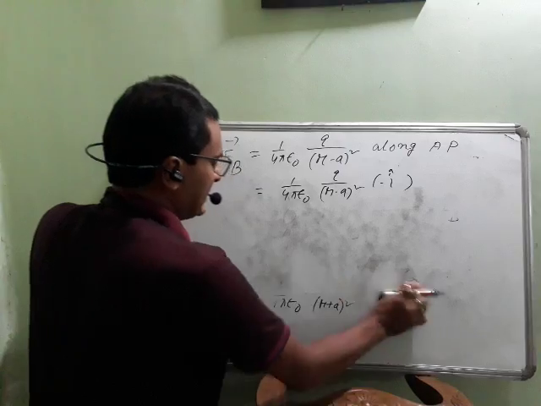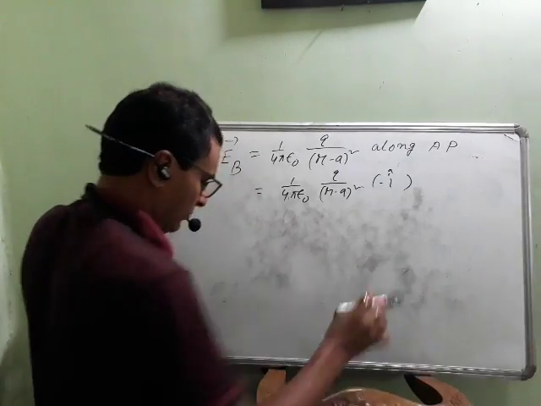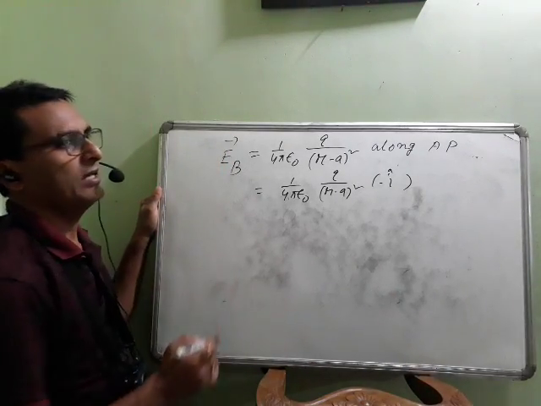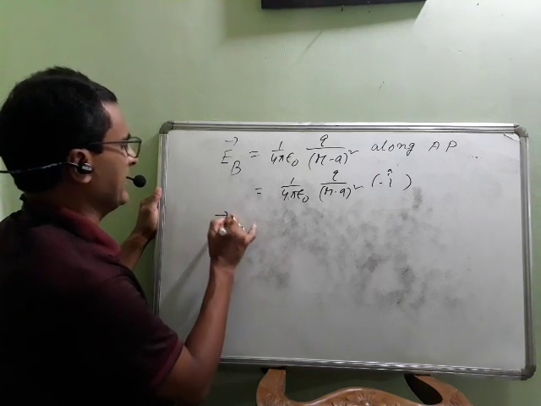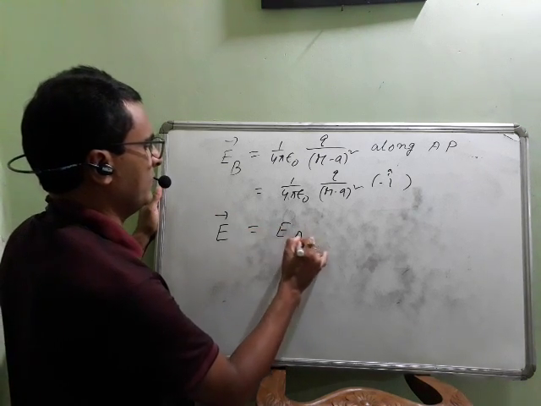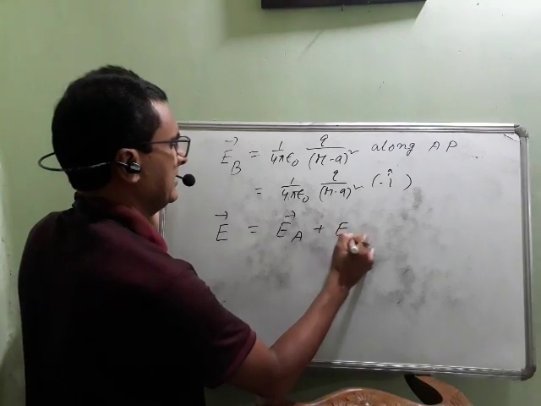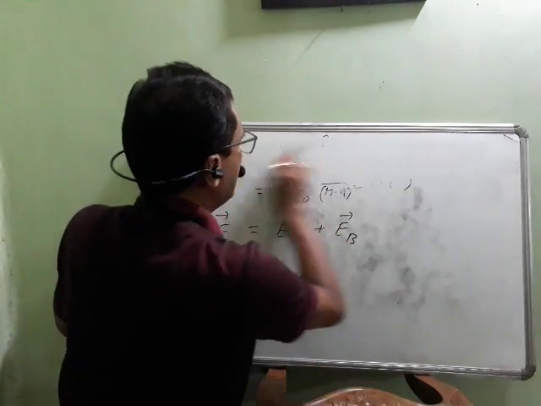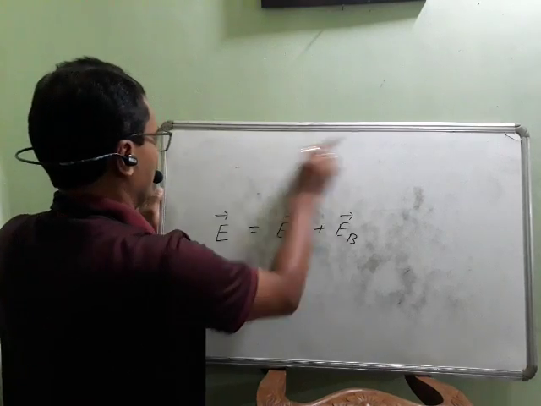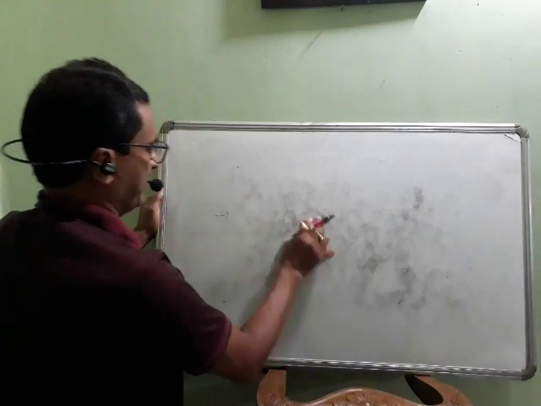Now the total electric field at P, due to the entire dipole, is say E, which is the vector sum of E_A vector plus E_B vector. Now put the value of E_A and E_B and see what we will get.